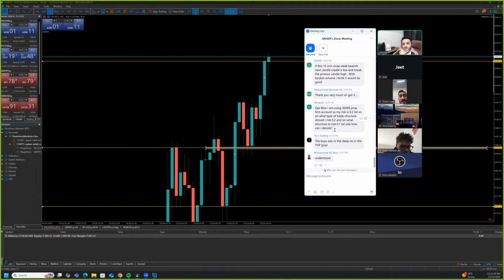I'm using a $5,000 account, so my risk is 0.2 lot. On what type of trade structure should I risk 0.2, and on what structure can I risk 1 lot? Divansh, bro, if you are waiting for structure to form, your structure is printed there. Now you need to understand what risk suits you, like how big a stop loss you are getting. If you get a bigger stop loss but the structure is in a marvelous condition, you can lower the lot size because of the bigger stop loss. And if you get a normal stop loss, then you can go with 0.2, something like that. Stick with 1 to 2% risk of your capital, not more than that.